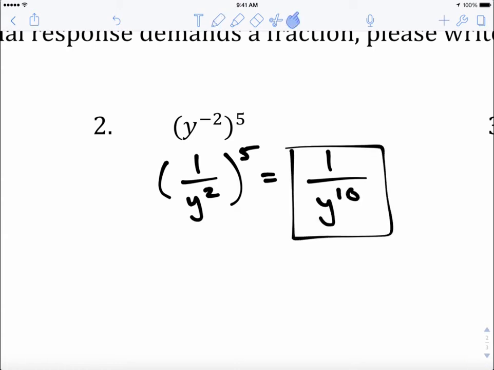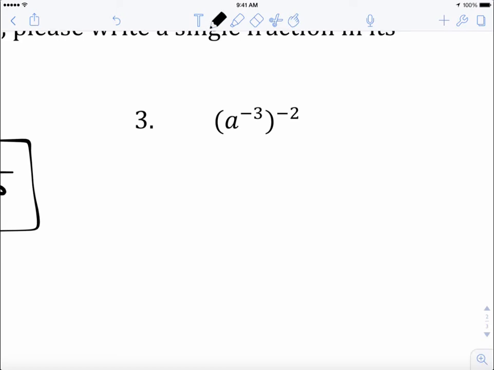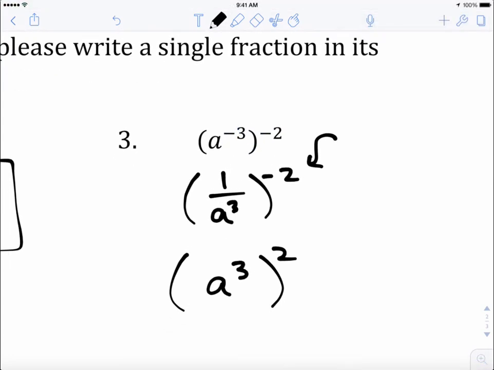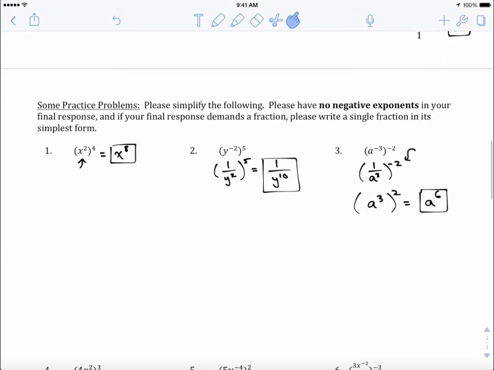Okay, in our third example, we've got negative exponents galore. Let's first rewrite what's in our parentheses as 1 over a to the third, still being raised to the negative 2nd power. But, of course, no one likes evaluating anything raised to a negative exponent, so let's raise something else to a positive exponent, namely the reciprocal of this, namely a to the third. A to the third power raised to the second will yield us a to the 6th power. All right, making good progress.